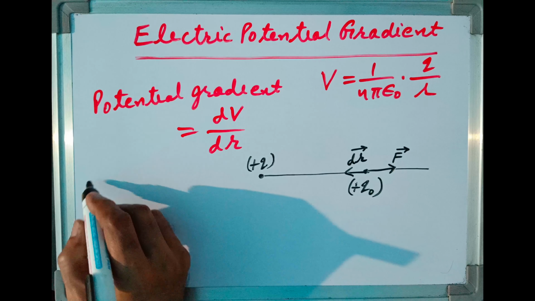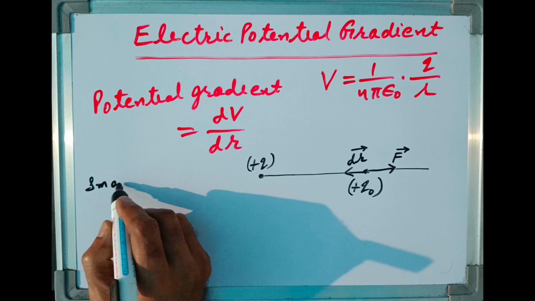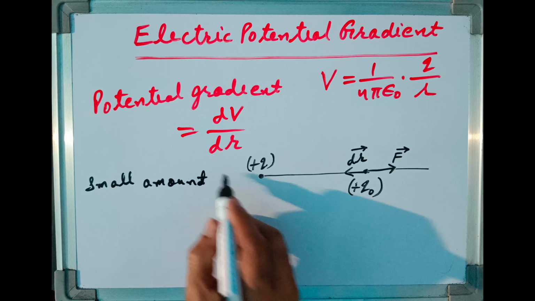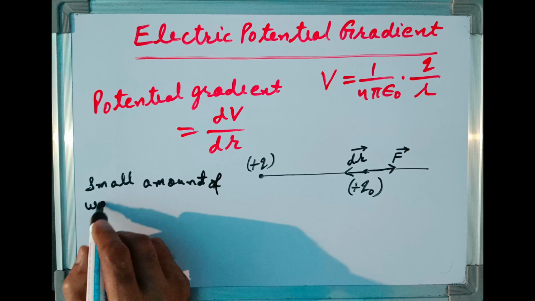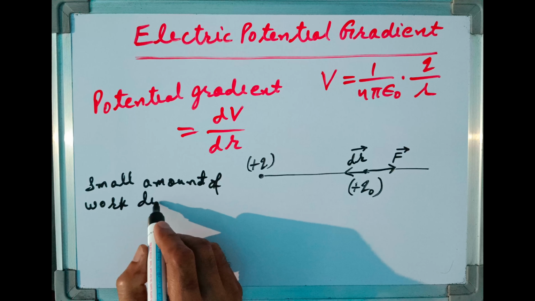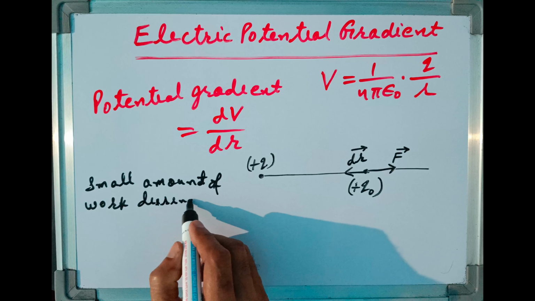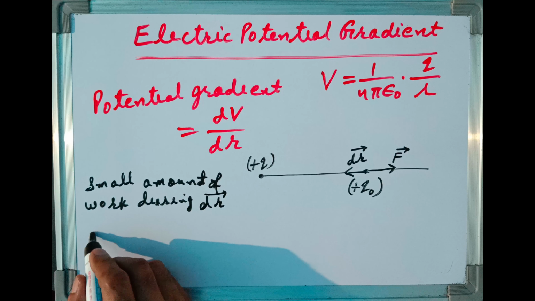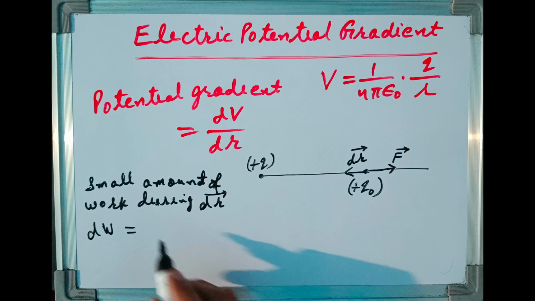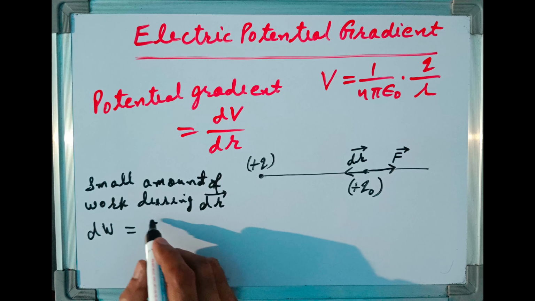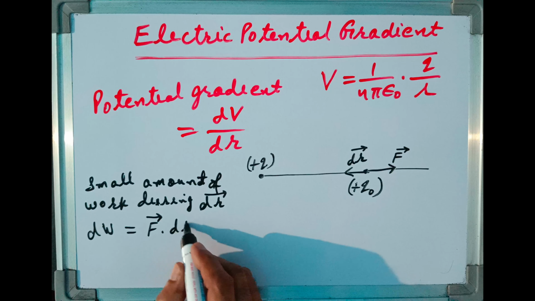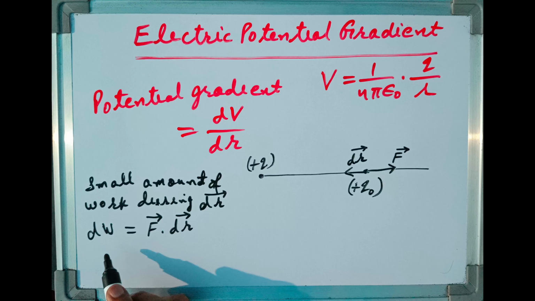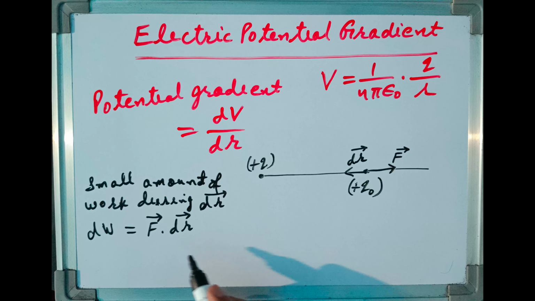So let me calculate the small amount of work done during small displacement dr vector. Let me denote this small work as dw. By definition of work, I can write it is equal to F vector dot dr vector. So this is the definition of work, dw equal to F vector dot dr vector.